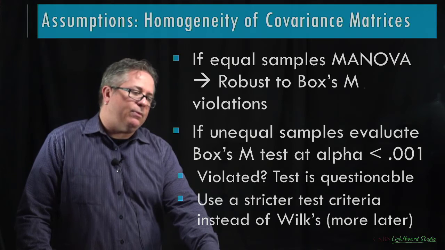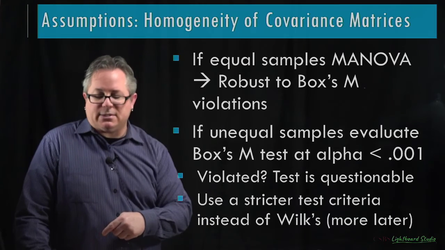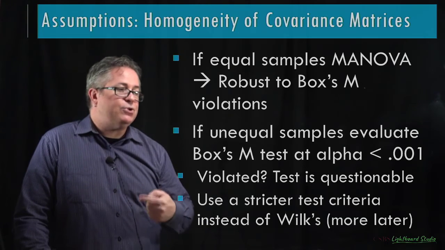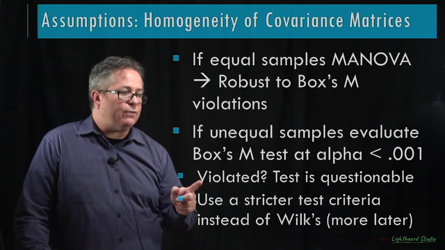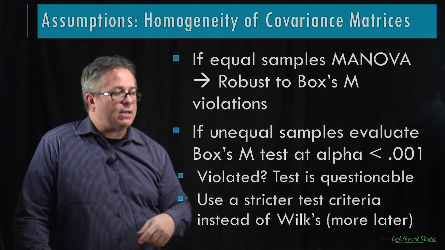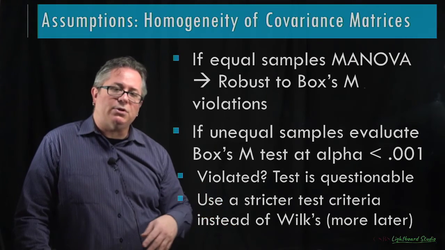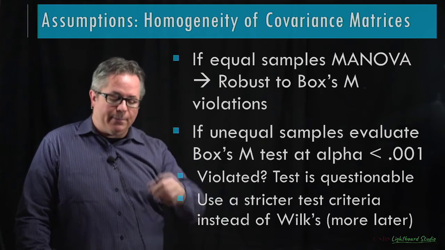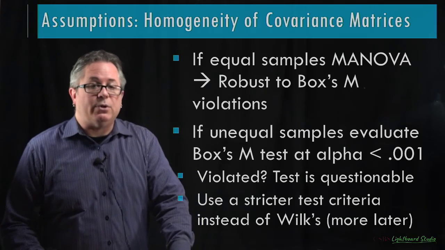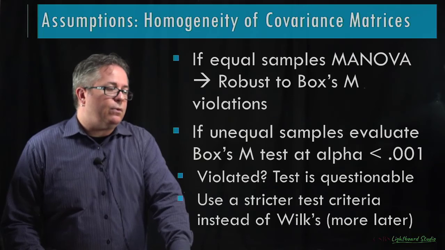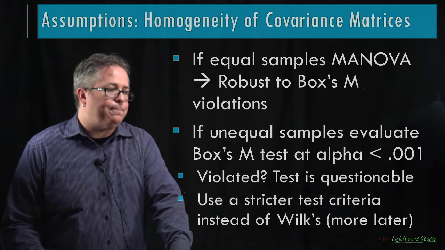If you have unequal samples and you look at the Box's M test and it's below 0.001, so sort of like Levene's test, this is a very conservative test and it'll likely reject things more often than it should. So use 0.001 instead of 0.05. And if your samples are unequal and you evaluate Box's M test at alpha less than 0.001 and it's violated, then your test is questionable and interpreting the outcome may be biased. You may have some bias in your sample that is making the F test significant when it shouldn't be, or vice versa. Okay, so you may want to be careful with how you interpret your output.